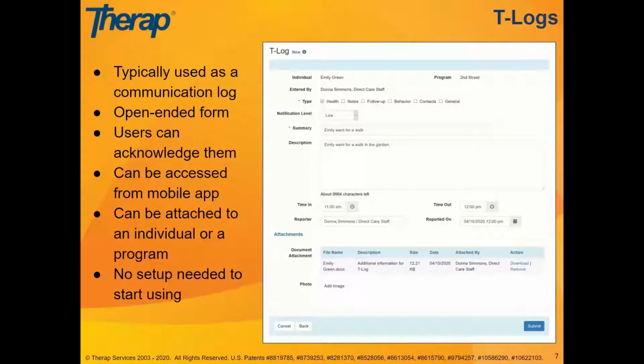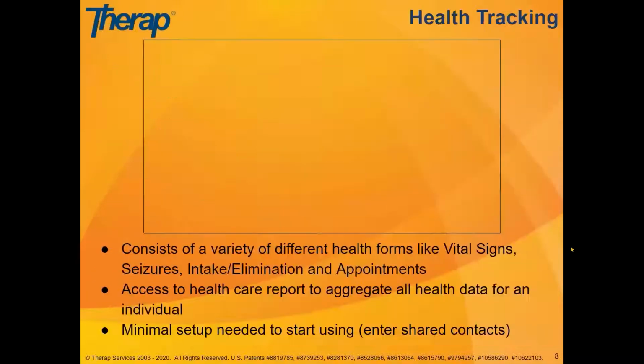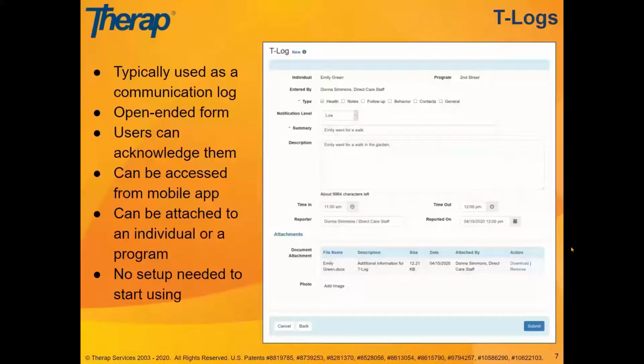T-logs. T-logs are typically used as communication logs. They are written about the individual typically, but you do have an option to write them program-based. No setup is needed, so once you have your individuals and your users in the system, T-logs are immediately accessible. They are also accessible via the mobile application. Users can acknowledge T-logs as well, so you then get a signature to that T-log.